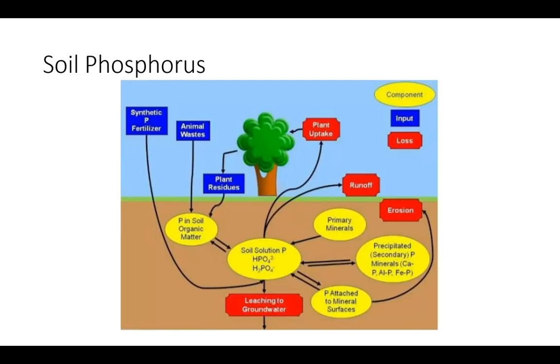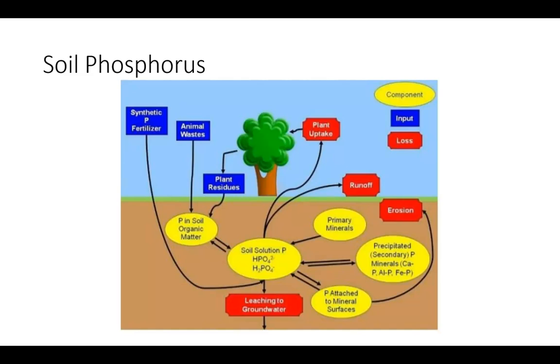We've got a fairly interesting cycle here. Starting at the top are animal wastes or plant residues that have phosphorus in them. These decompose into the organic fraction in the soil. Some of the phosphorus will be solubilized into solution phosphorus, which can be phosphoric acids or one of the phosphoric acid type materials. The phosphorus in the soil solution is also affected by the application of synthetic phosphorus. All of the solution phosphorus can be taken up by the plant. It can also be lost through runoff.